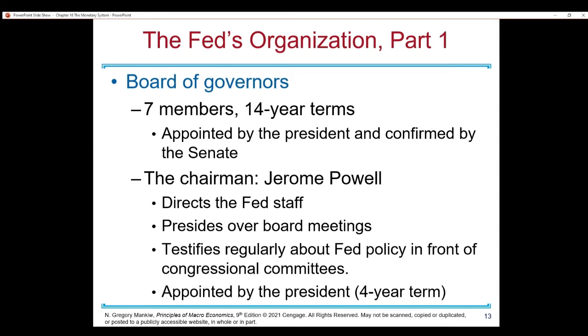This covers the Board of Governors. Right now our chairman is Jerome Powell. He was appointed by President Trump.